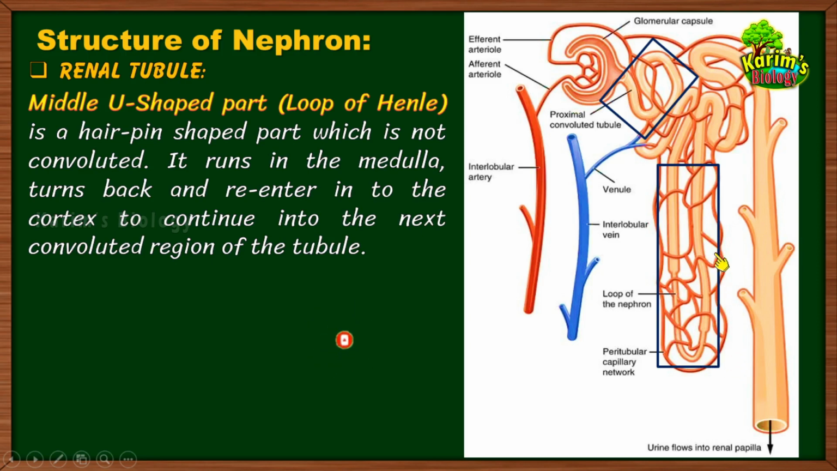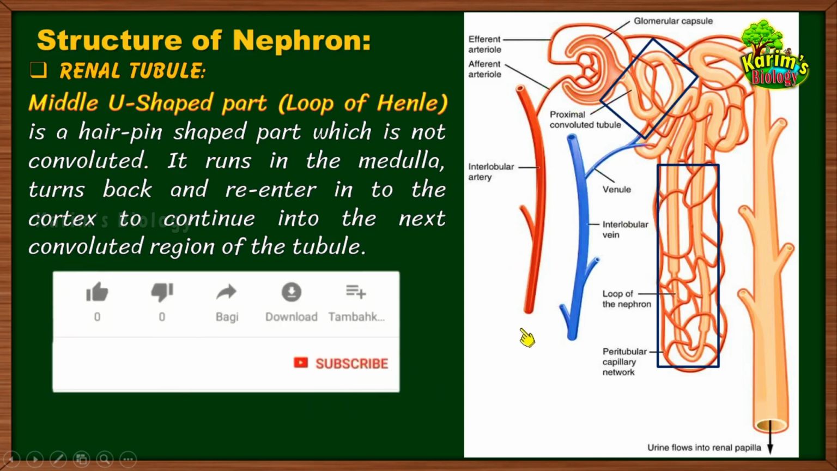So this particular portion of this tube is called loop of Henle, and it is hairpin shaped. Have you seen a hairpin? A hairpin has a U-shaped turn like this. In the same way, it is also taking a U-shaped turn. That's why it is a hairpin shaped structure. It runs in the medulla, and again turns and re-enters into the cortex.